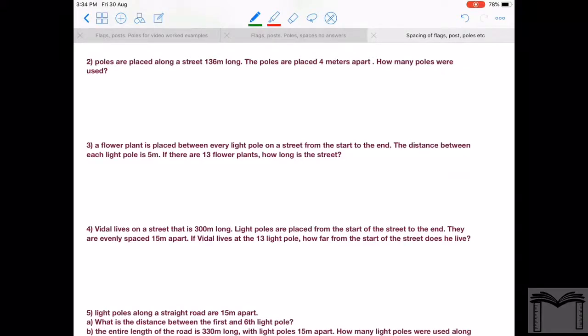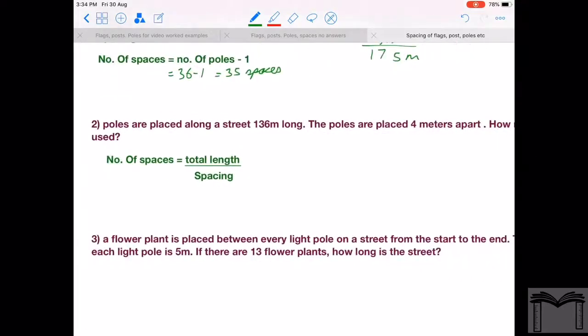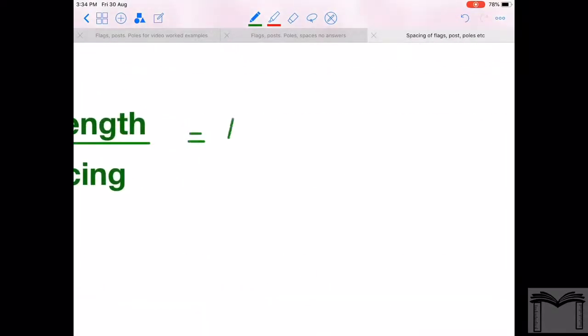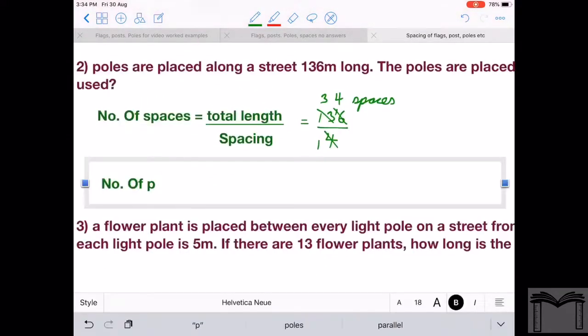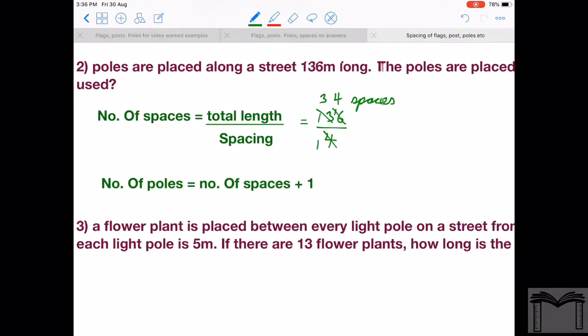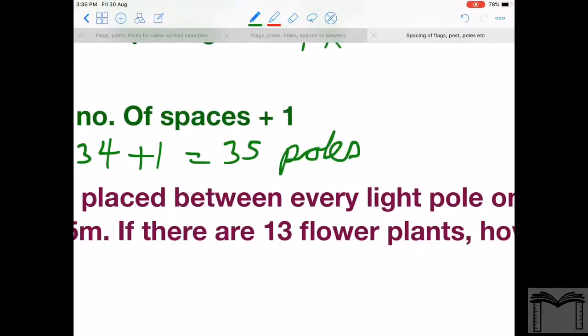The number of spaces is equal to the total length, which they gave us to be 136, divided by the spacing, which was also given to be 4 meters. So that's 136 divided by 4. 4 into 13 is 3, remainder 1. And 4 into 16 is 4. So that's 34 spaces. And the number of poles is equal to the number of spaces plus 1. So 34 plus 1 is 35. So that's 35 poles.